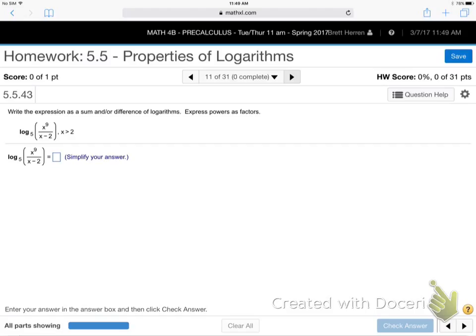All right, let me let you try this one. Same kind of thing. They want you to break it into more than one log, right? Sum or difference, adding, subtracting, more than one log. So go ahead and do that. Don't worry about that x greater than 2. I'll explain that later. You don't have to do anything with that. Just ignore it.